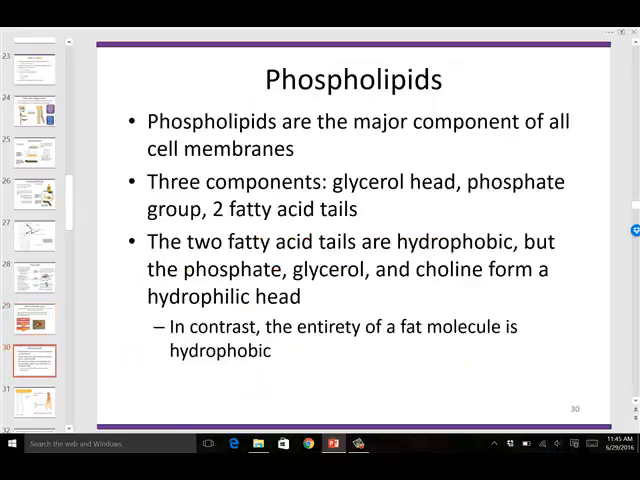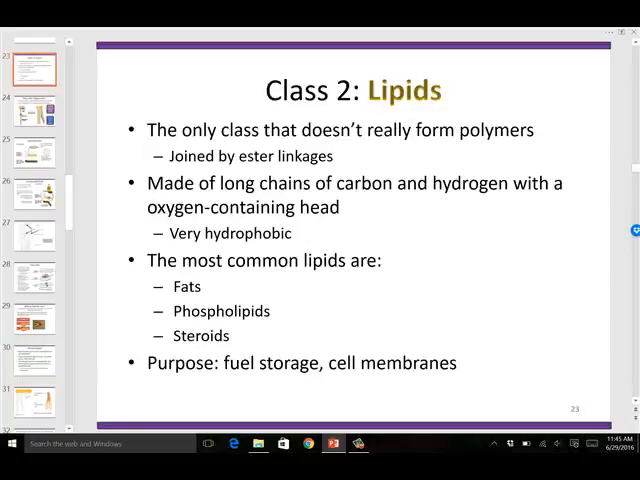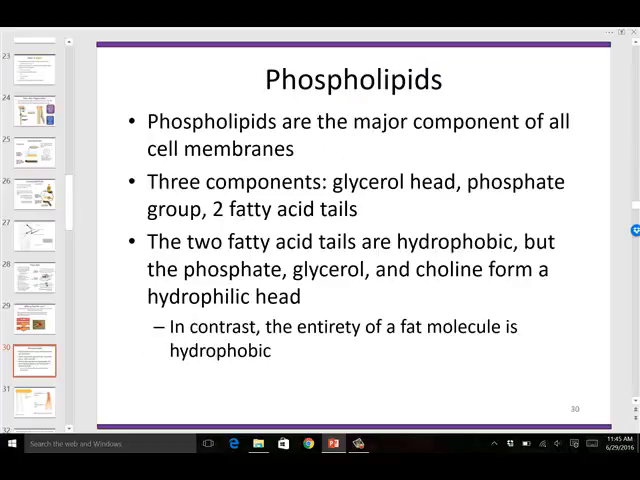Alright, let's look at our second type of lipid, phospholipids. Just a reminder, we talked about fats, now we're talking about phospholipids. Phospholipids are important in biology. I mean, all these molecules are important, right? But phospholipids are the major component of all cell membranes. And there are actually many different types of phospholipids, not just one. Different cells will have different types of these phospholipids.